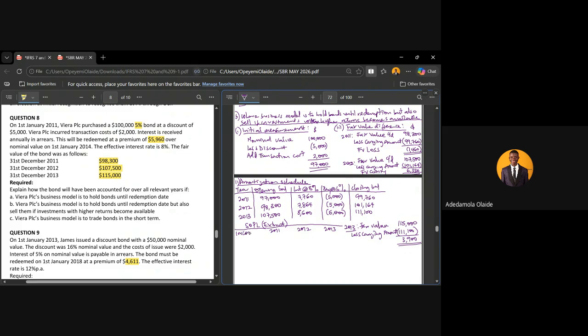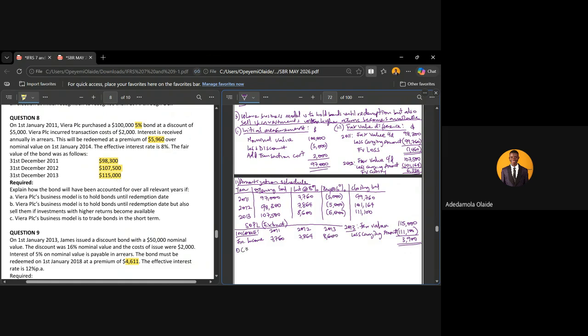For our income, the income we have is finance income. Our finance income will be in 2011, 7,760. 2012, 7,864. 2013, 8,600. But it doesn't end there.